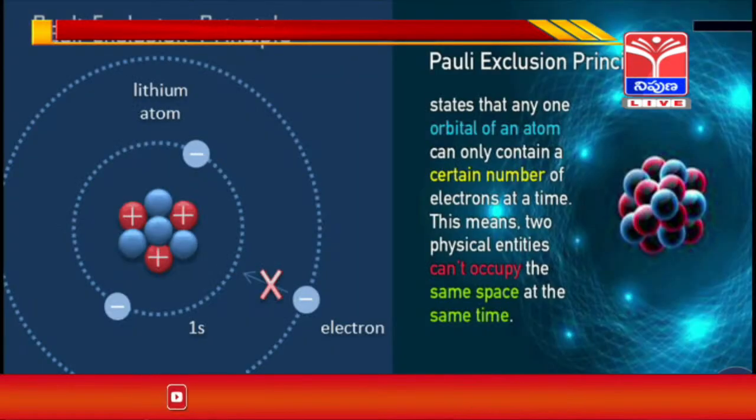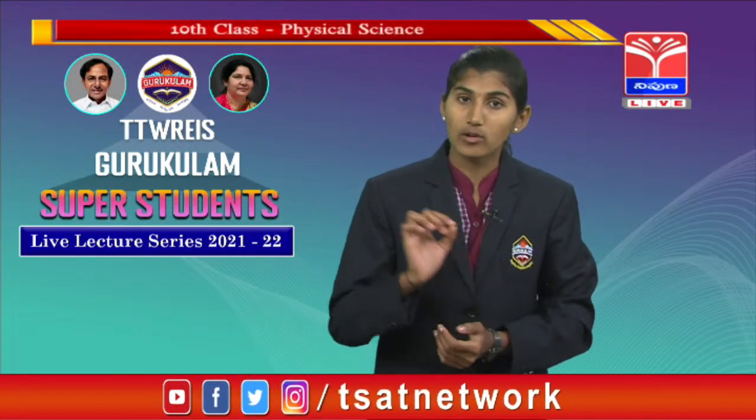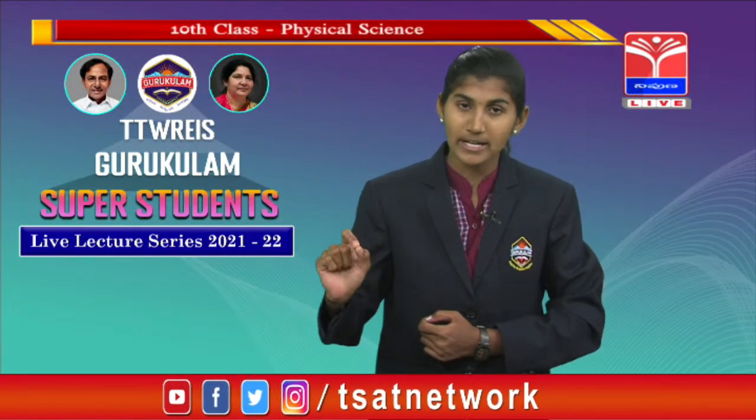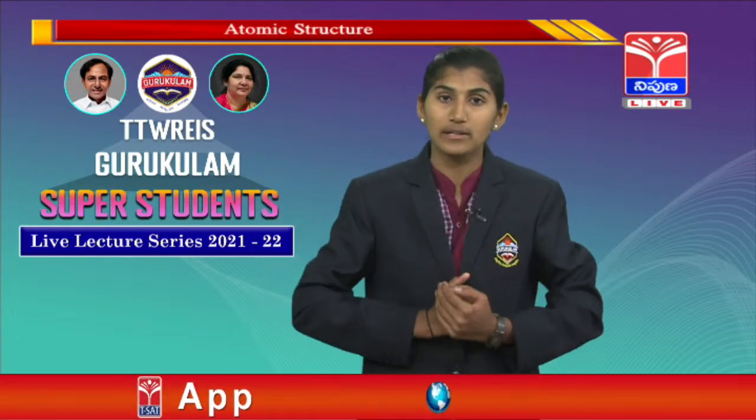On the basis of this electronic configuration and these three rules, we will write the electronic configuration of any element, and then only they will be arranged in a systematic order in the periodic table.